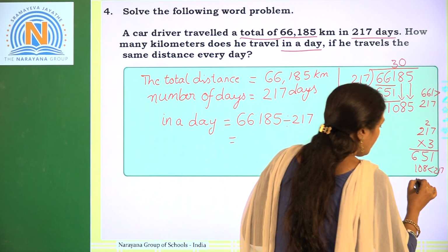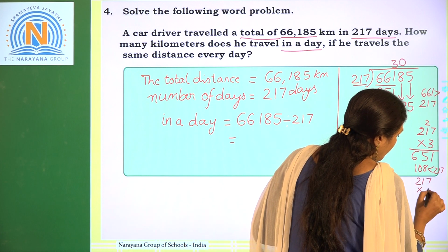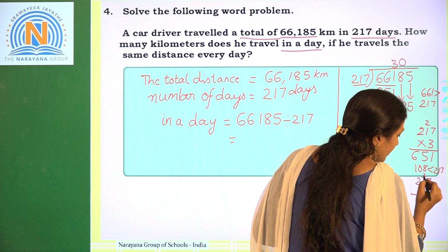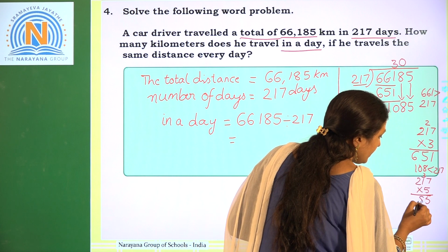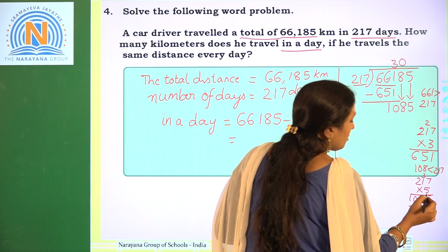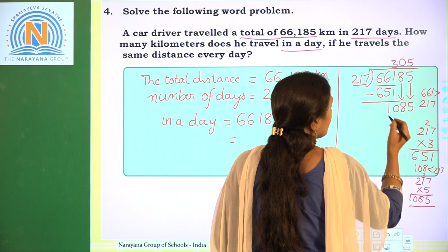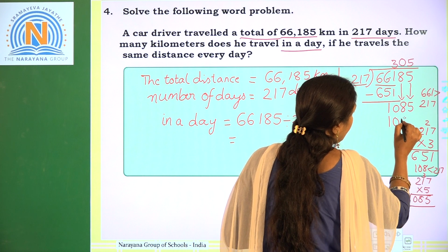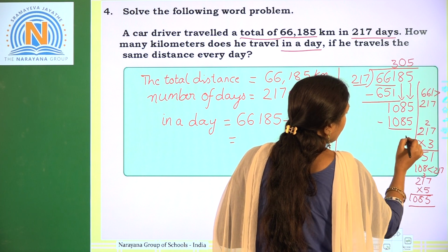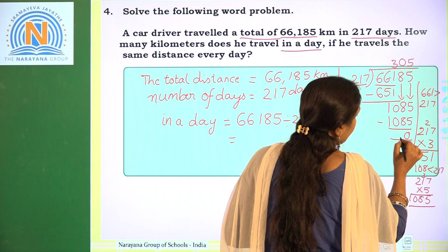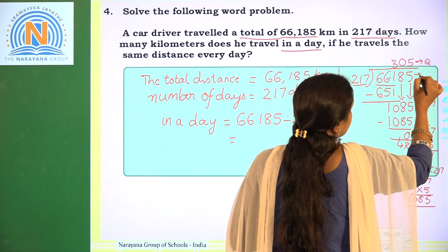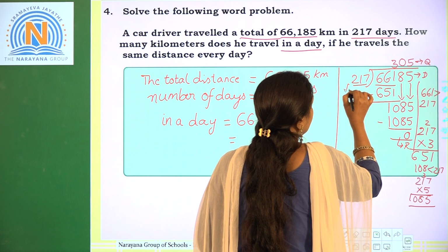So now multiply 217 into 5. 5 sevens are 35, carry 3. 5 ones are 5 plus 3 is 8. And 5 twos are 10. So here exactly 5 times. 5 217s are 1085. Now subtract, you will get 0 as the remainder. This will be the quotient, this is the dividend, and this is the divisor.